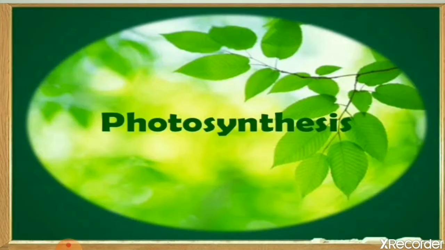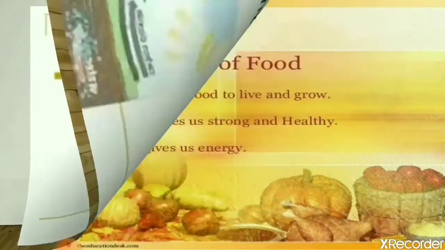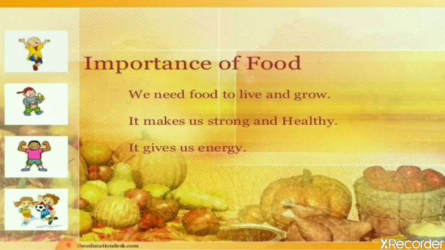So what is photosynthesis? The green plants make their own food within themselves by the process photosynthesis. This is a simple definition of photosynthesis, but we must understand it properly. To understand photosynthesis properly, we must understand food, the importance of food.